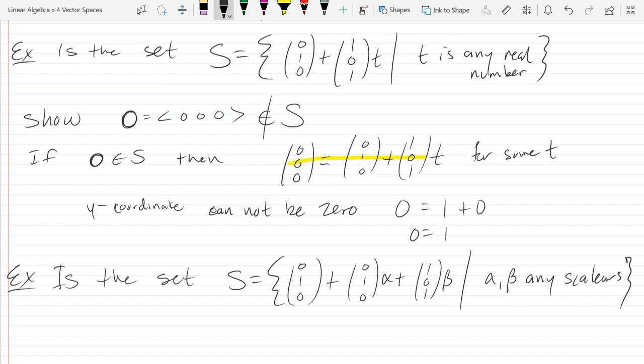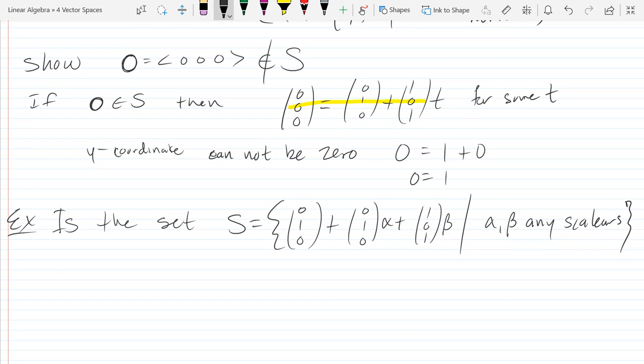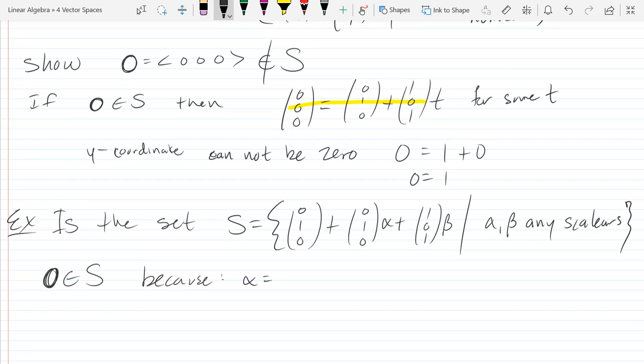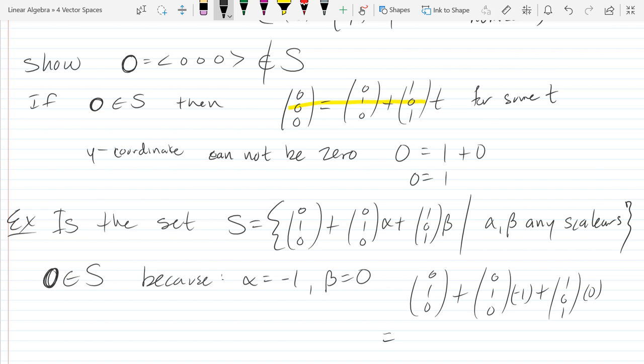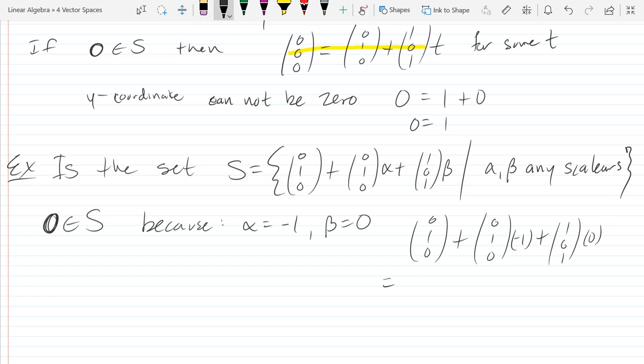Now I change the set a little bit, so we'll throw another combination in there. Now we'll have the vector (0, 1, 0) times any scalar alpha that you want. What combination of alpha and beta will give me the zero vector? So 0 is in S because our alpha was which number? Negative 1, and what would our beta have to be? Beta 0. So we'll get (0, 1, 0) plus (0, 1, 0) times negative 1, plus (1, 0, 1) times 0. Add this up, the first two vectors cancel out, and that last vector will be a plus 0. So we get the vector (0, 0, 0) now.